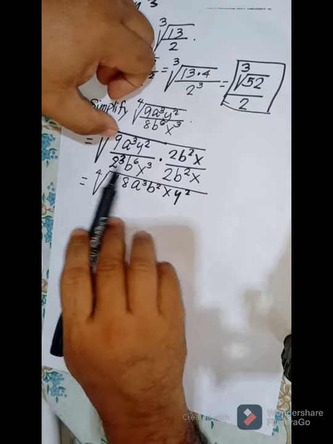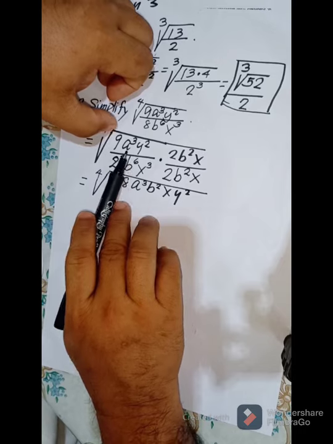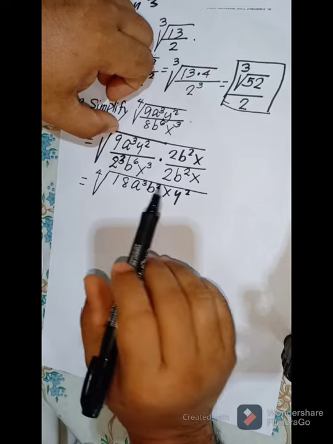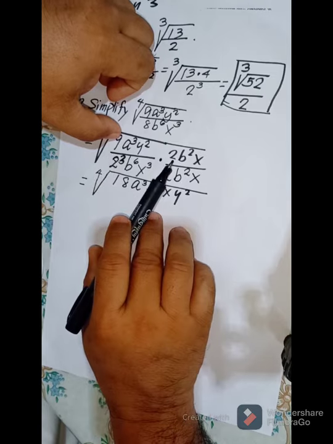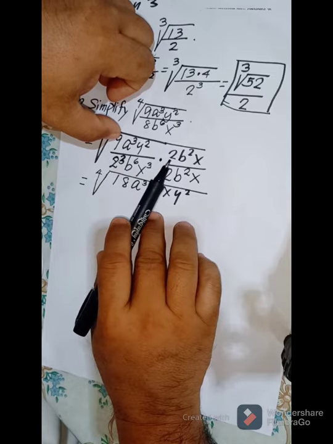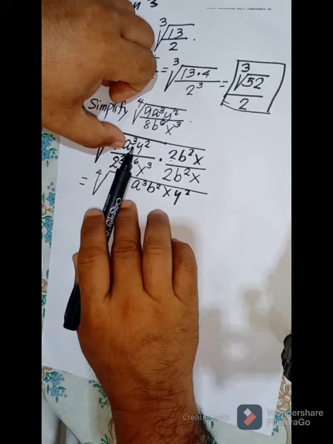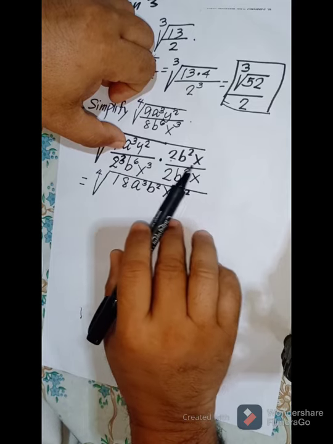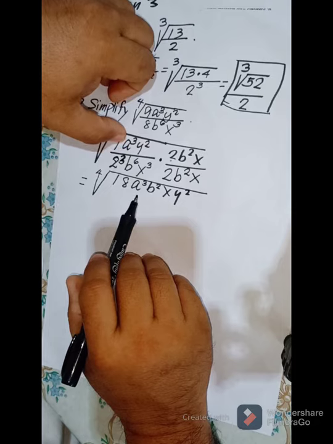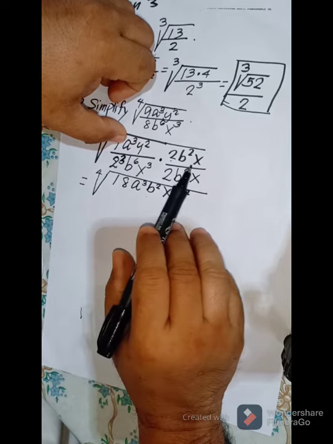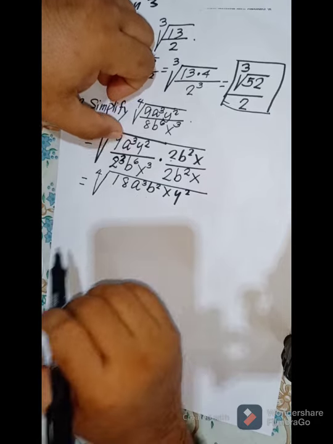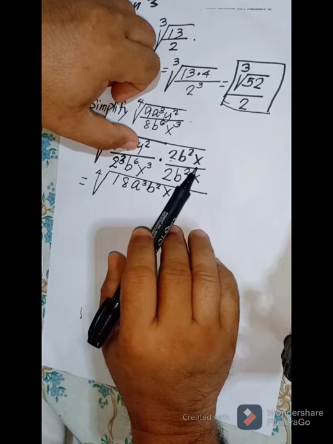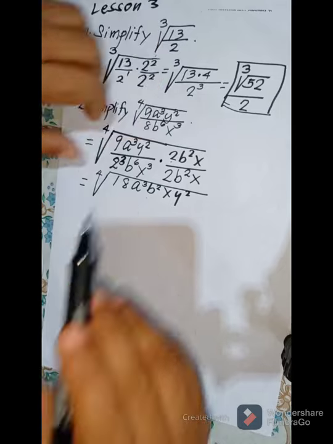Again, to avoid confusion, we arrange the variables in alphabetical order. So we have 9 times 2, these are the numerical coefficients, so we have 18. The a cubed is copied because there's no other expression here with a base of a, so copy. Then b squared, copied. x, then y squared also copied because there's no x in here, there's no y in here. So they are just copied.